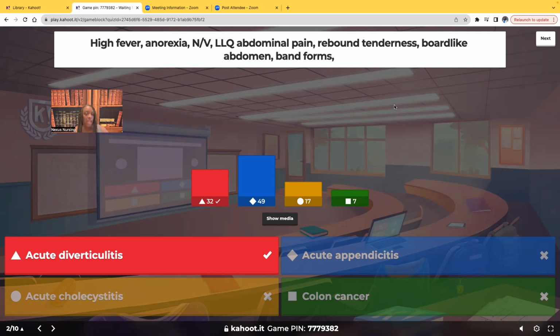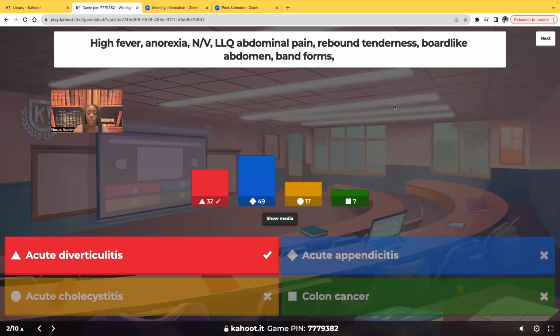High fever. Yeah, that could be appendicitis. Anorexia. Yep, that could be appendicitis. Nausea, vomiting, left lower quadrant abdominal pain. Appendicitis, where do we see that? Right lower quadrant abdominal pain. I'm not saying that the patient wouldn't have left lower quadrant pain, but if you're choosing between appendicitis and diverticulitis with these symptoms, you're going to go with diverticulitis, a left lower quadrant pain.